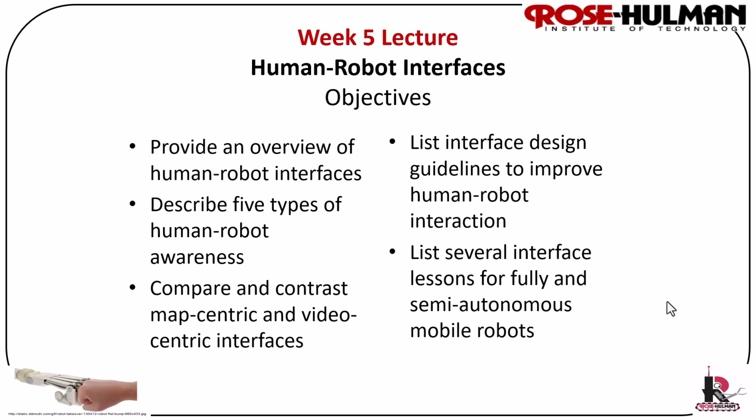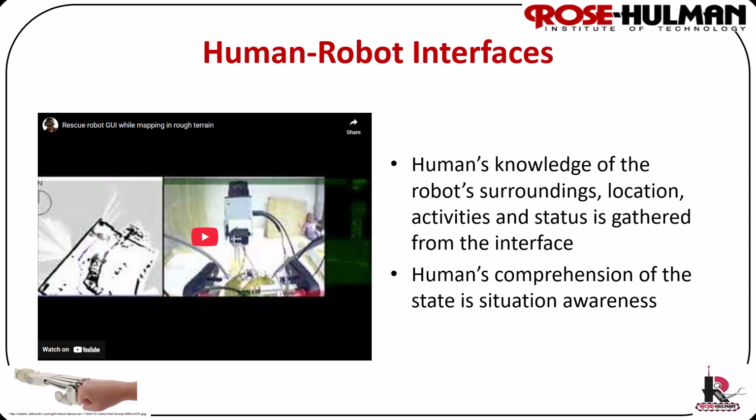Although these interfaces are discussed in the context of mobile robots, students should also be thinking about, in terms of a social robot, what type of interface or screen could you design to help a user to interact with your social robot in order to increase things like understanding, communication, situational awareness, improve their ability to accomplish a task, etc. The goal of human-robot interfaces is to help with human-robot interaction, such as aiding the human's knowledge of the robot's surroundings, location, activities, and status as gathered from the interface, and also to help with the human's comprehension of the robot's state in terms of situational awareness.